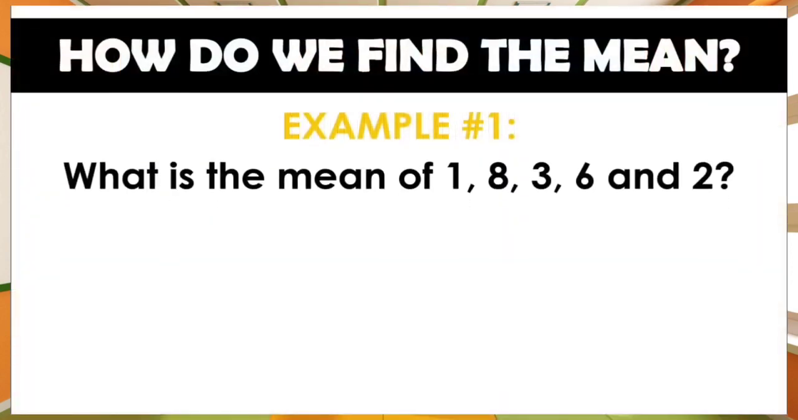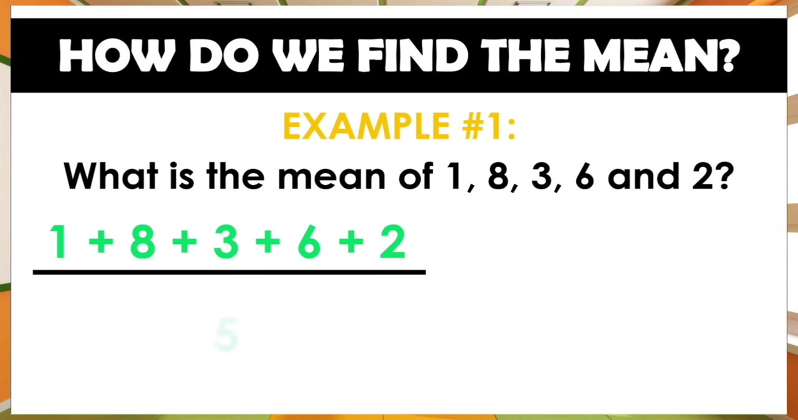What is the mean of 1, 8, 3, 6, and 2? Following the steps, we have 1 plus 8 plus 3 plus 6 plus 2 divided by 5. Why 5, if you ask? Simply because we have 5 numbers or values in the given data.